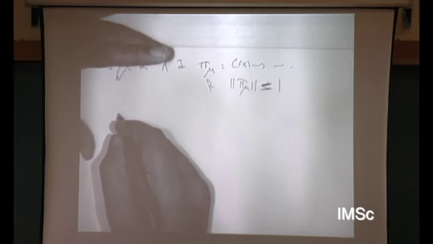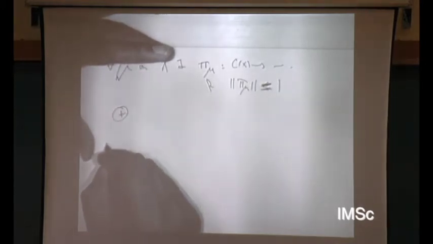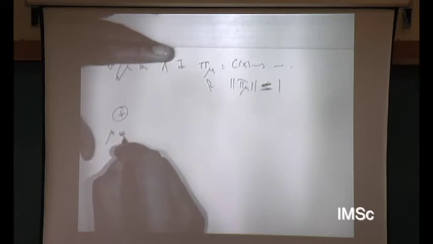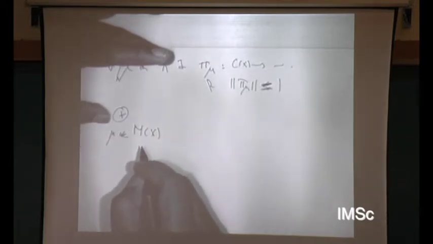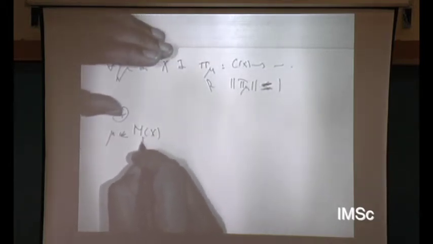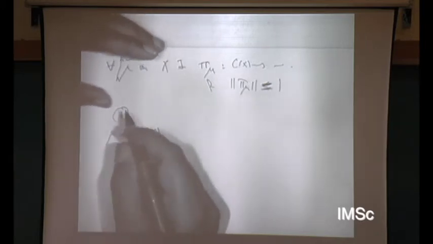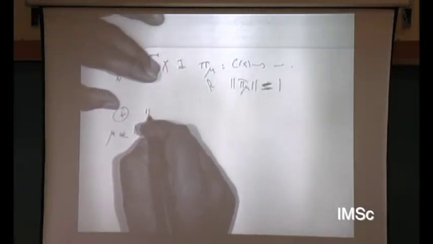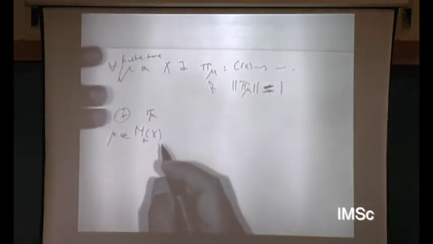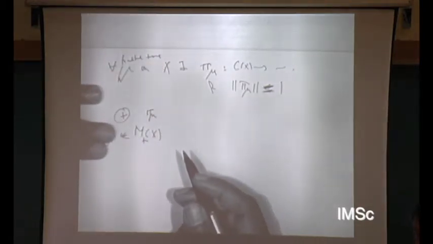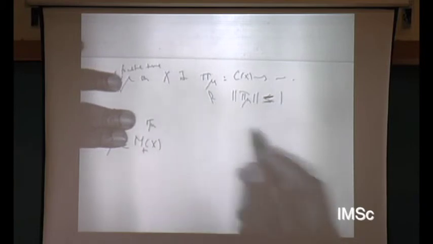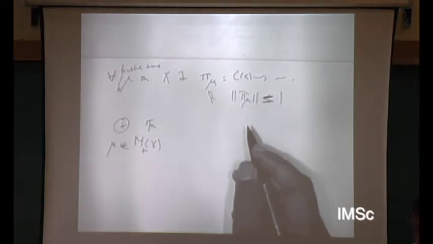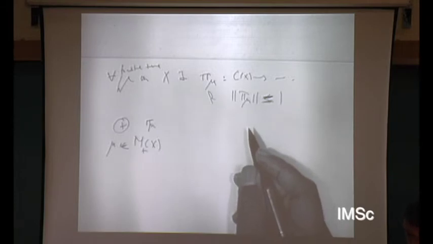Why not take the following thing? You take the direct sum over all measures in M of x. By this I mean the measures on x. Take all positive finite measures on x. For every such mu, I want to look at pi mu. Each pi mu is contractive. That means for any f, pi mu f will have norm less than or equal to norm f. So if we take a direct sum of a bunch of operators whose norm is uniformly bounded, the entire direct sum will be a bounded operator.